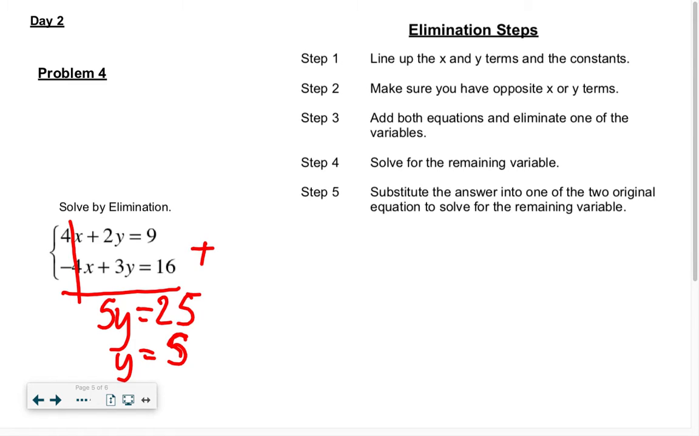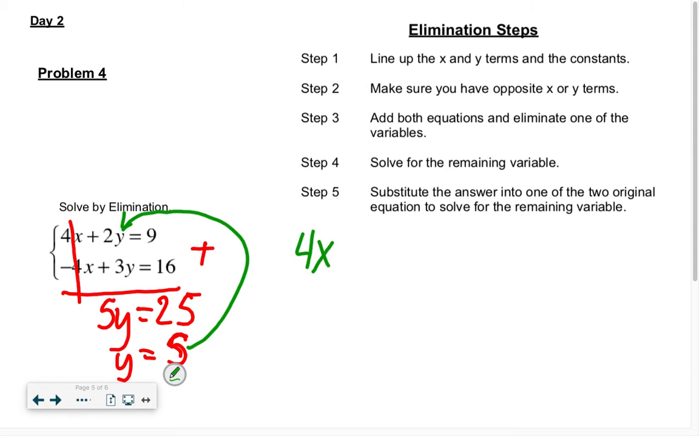Okay, just like we did yesterday, I am not done. I gotta take this y equals 5 and plug it back in. It doesn't matter which one you plug in because we eliminated. So the top one? Nobody likes negative signs. So I plug it in there. So I pretty much just rewrite my equation like yesterday, except for now I have a number.